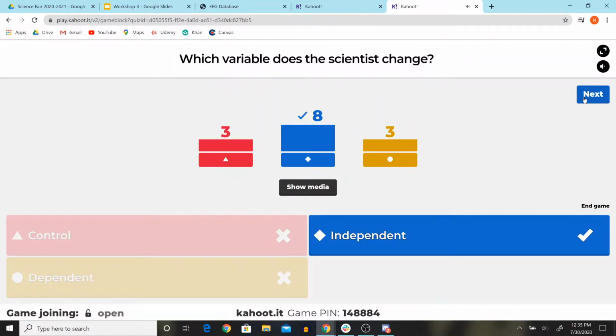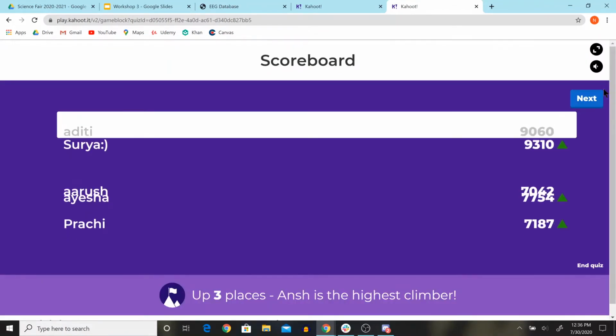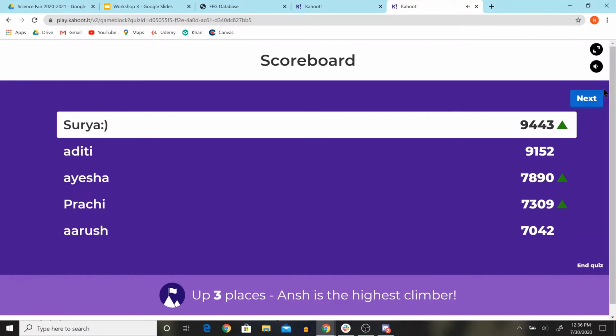Okay, so the variable that the scientist has power to change is the independent variable. The dependent variable is the one that changes because of the independent variable. So the scientist doesn't have any control over that. And the control variables stay the same throughout the experiment. So it's not changed.